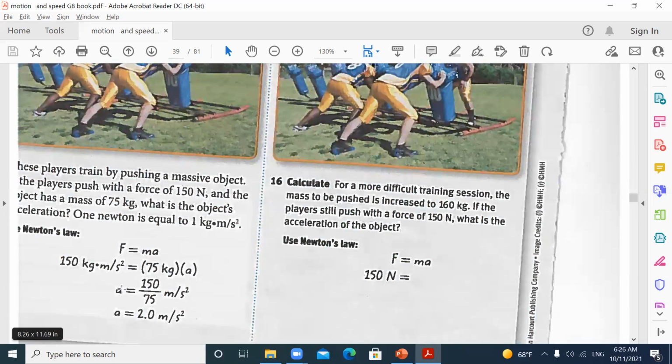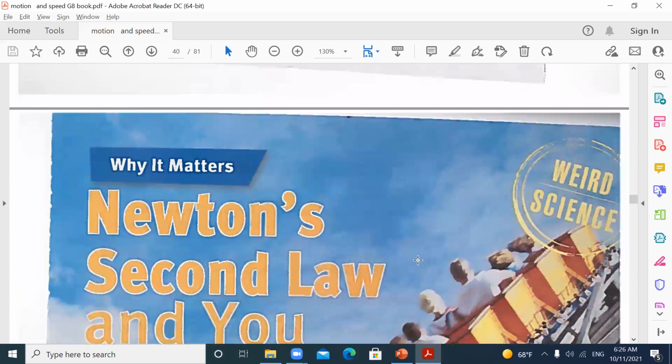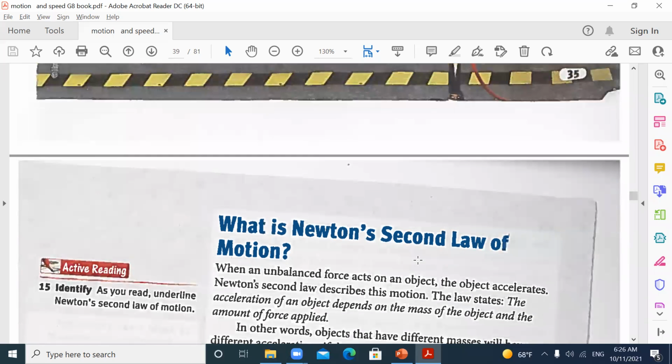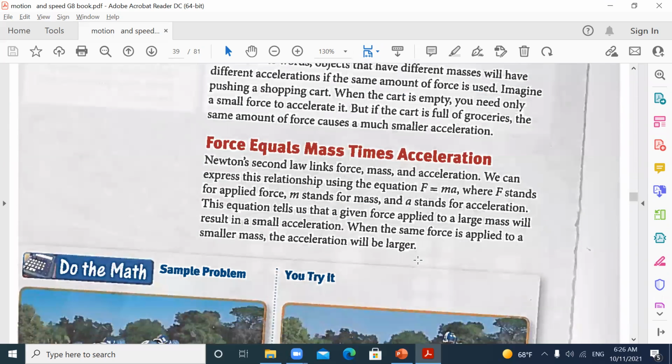This is the acceleration. You can do the same for another example: 160 kilograms is the mass, and the force is 150. So what will be the acceleration? We have now discussed Newton's first law, and we are going to go on to Newton's second law.